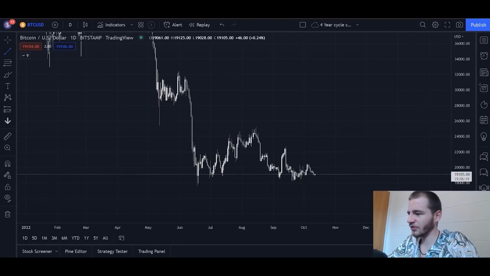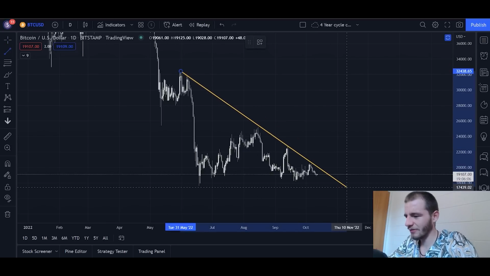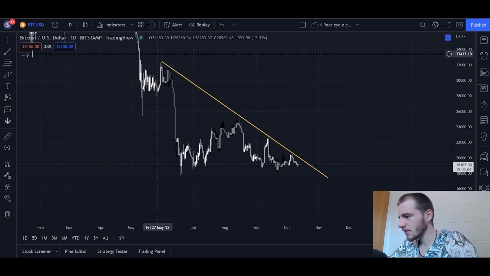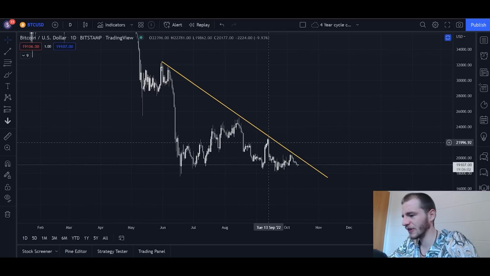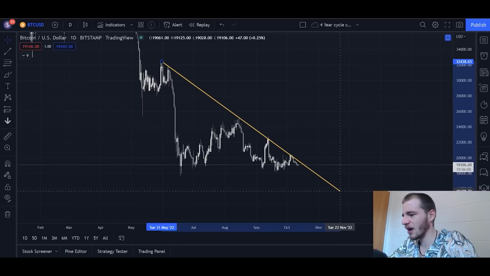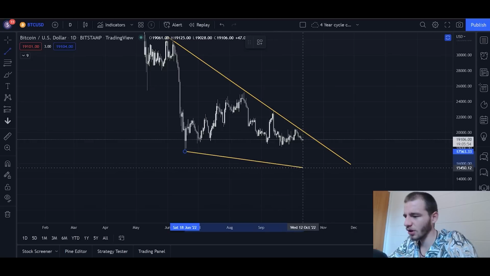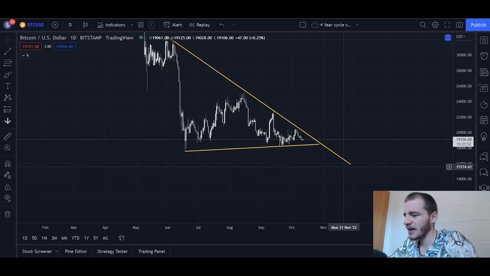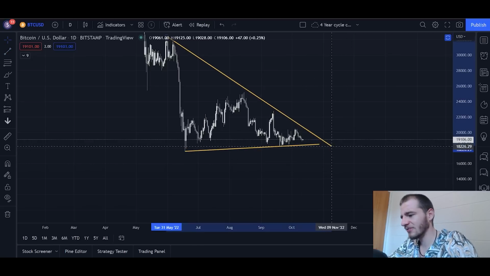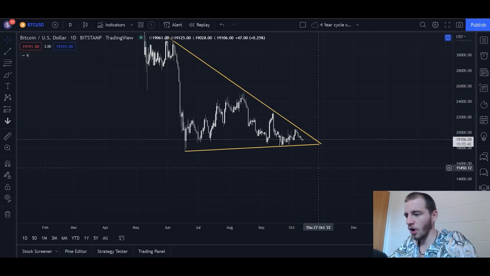We have a downtrending line stemming from May, and it looks something like this. Then we also have two wicks here, two tests, and one test over here in September. That's a three-test line that makes it valid. Then we have the other side of the triangle, stemming from the June low all the way through to these wicks here. That is the triangle formation that I'm seeing on Bitcoin quite a lot.